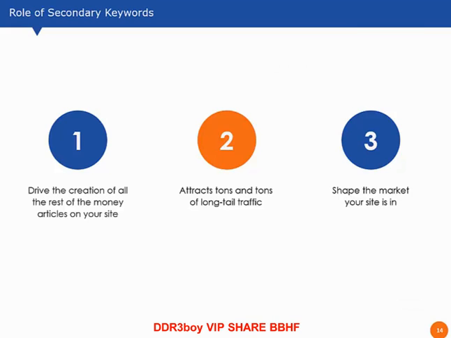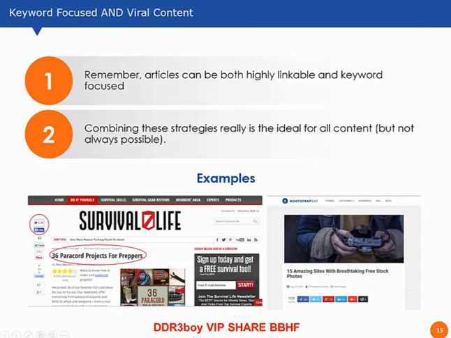The really great thing about the role of secondary keywords is that they attract tons and tons of long-tail traffic. And lastly, and eventually, they will usually shape the market your site falls into. So if you add more long-tail keywords about fishing, you're going to attract a bigger market share of that fishing market. So that's kind of a rundown of the types of articles and the types of keywords you can go for on a site.